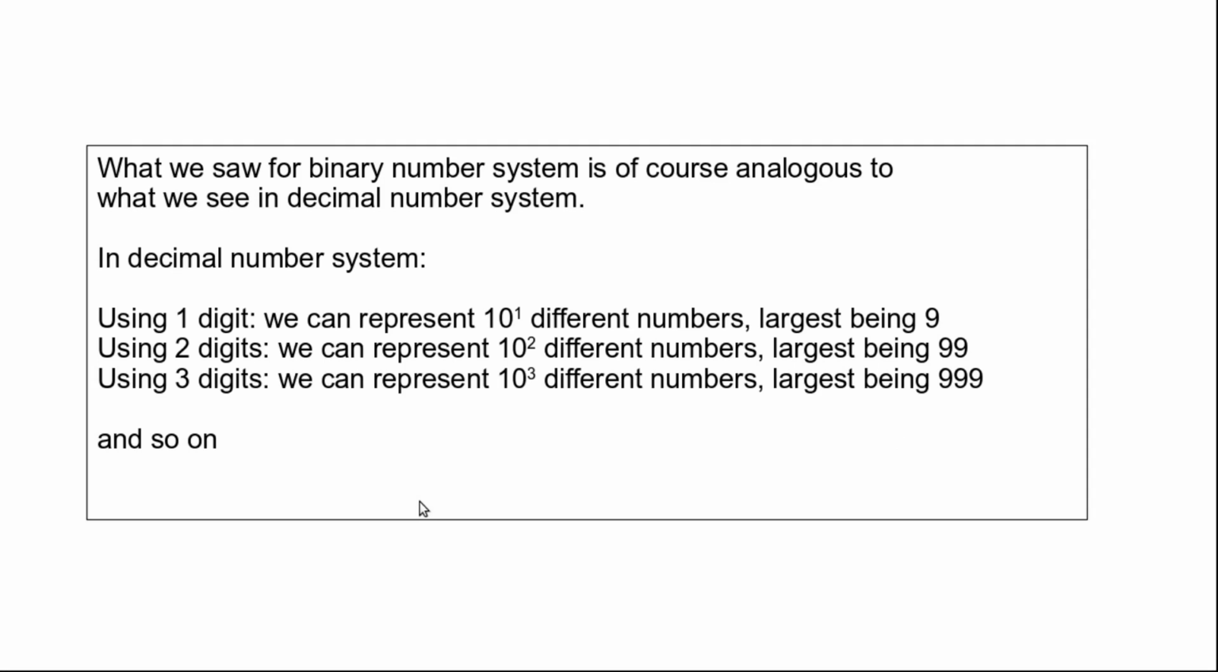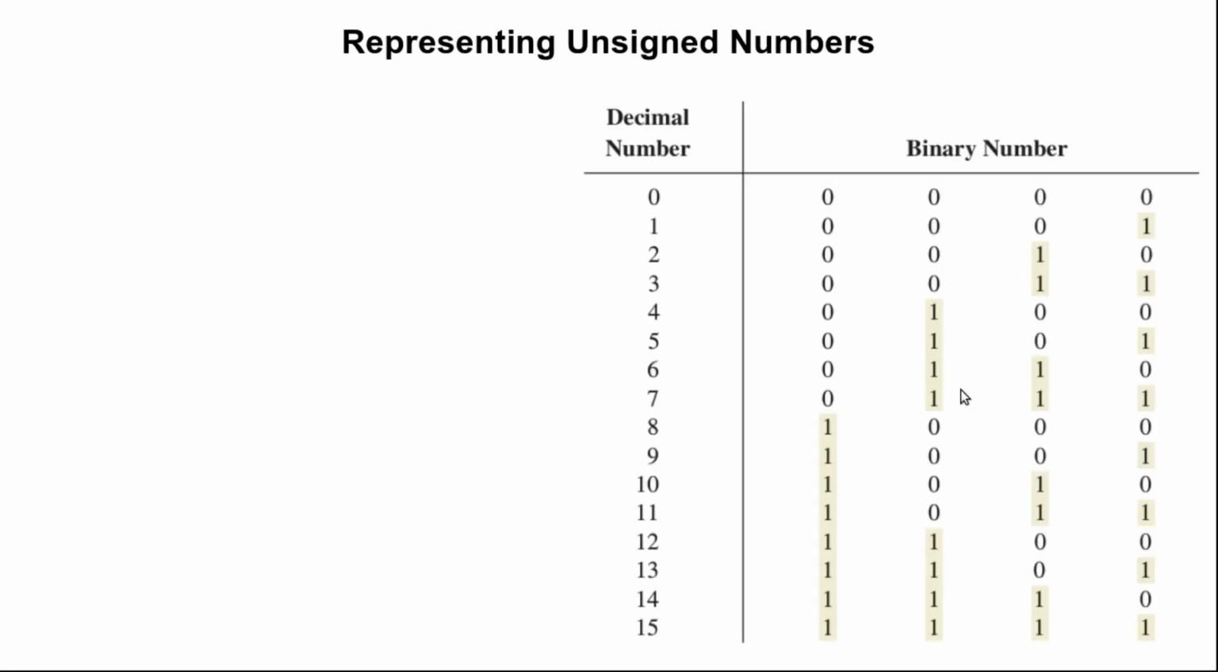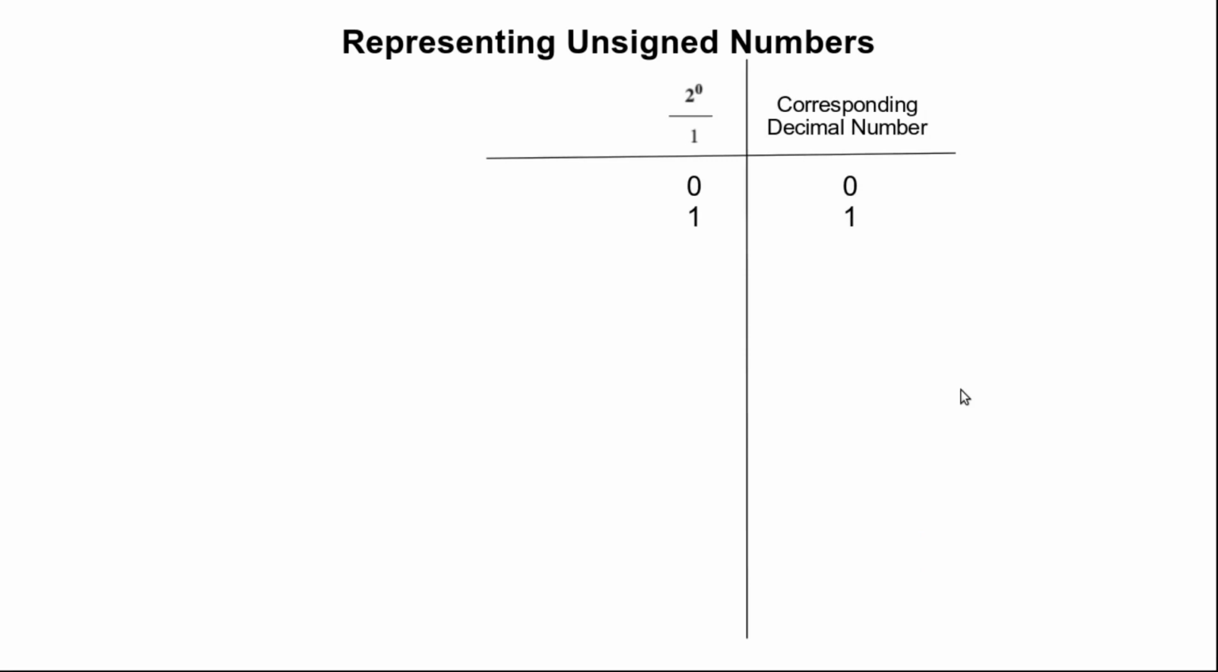So what we saw for the binary number system is not something different from decimal. The only thing is, in the decimal number system we have the base 10, and in the binary number system we have the base 2. So here the largest number comes when all the digits are 9, and similarly for binary numbers, the largest number will happen when all the bits are equal to 1.